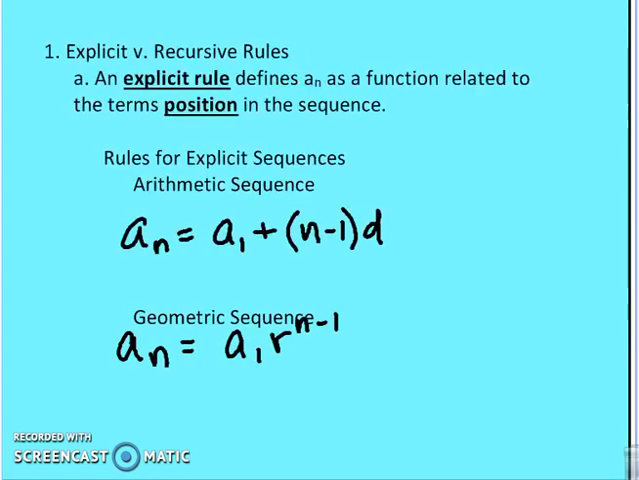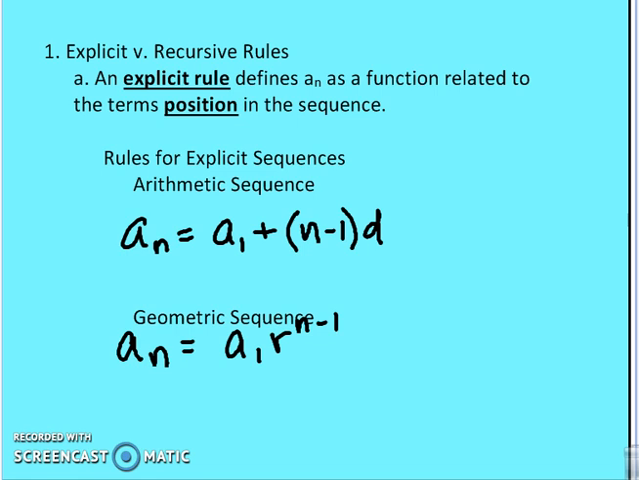As a refresher, an explicit rule provides a value for any term in the sequence based on a formula. For arithmetic sequences, you need the first term and the common difference. And for a geometric sequence, you need the first term and a common ratio. With those two pieces, you'll be able to figure out the nth term in any geometric or arithmetic sequence.